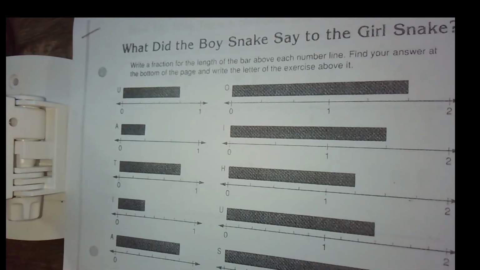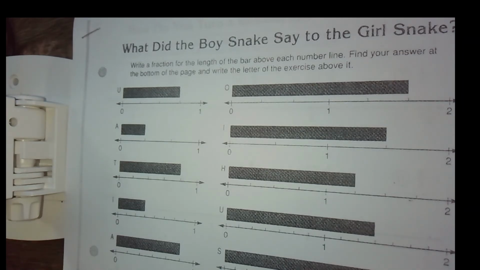Now let's look at the other worksheet. We have, what did the boy snake say to the girl snake? This is just representing fractions graphically on a number line. So you're going to write the fraction for the length of the bar above each number line and find your answer at the bottom of the page.